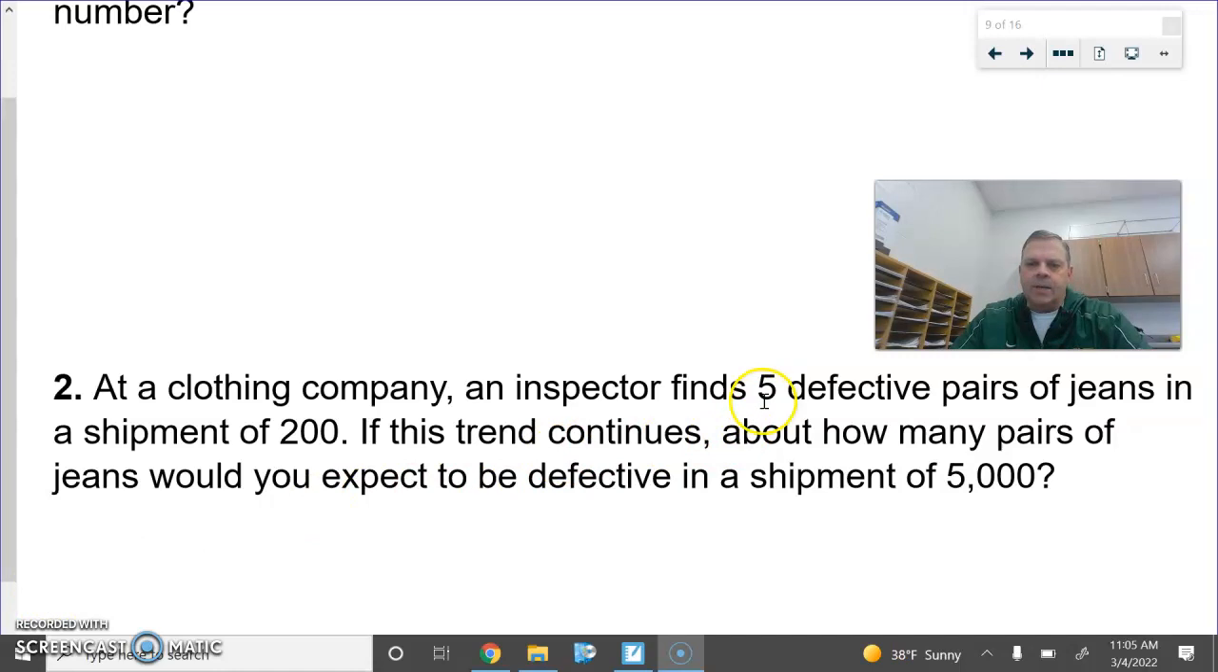Hopefully you were able to set this up as 5 over 200 is equal to x over 5,000. And when you did the cross multiplying or the simplifying, you would expect to find 125 pairs of defective jeans out of 5,000.